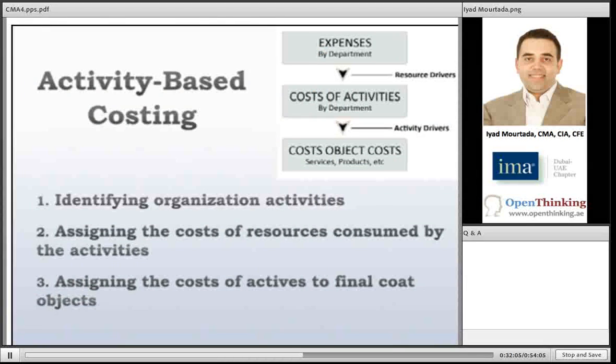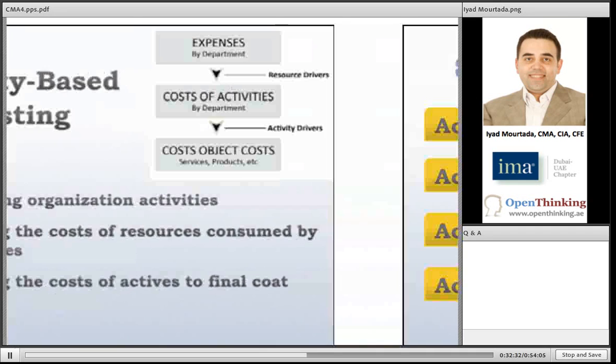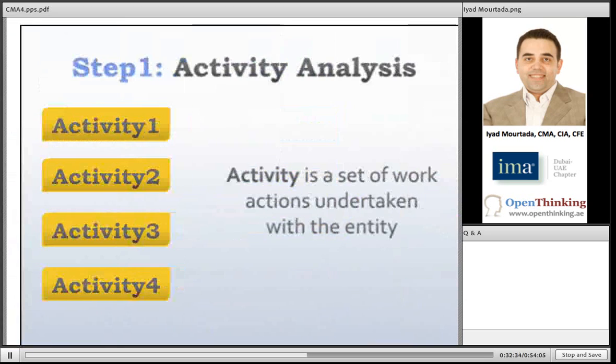So how can we do this? We need to look at the expense per department allocated to the cost of the activity, and after that allocated to the cost of the object, the product that you are making. And these are the three steps that we need to follow. Identify organization activities, assign the cost of resources consumed by the activity, and assign the cost of the activities to the final cost object. So this is really important.